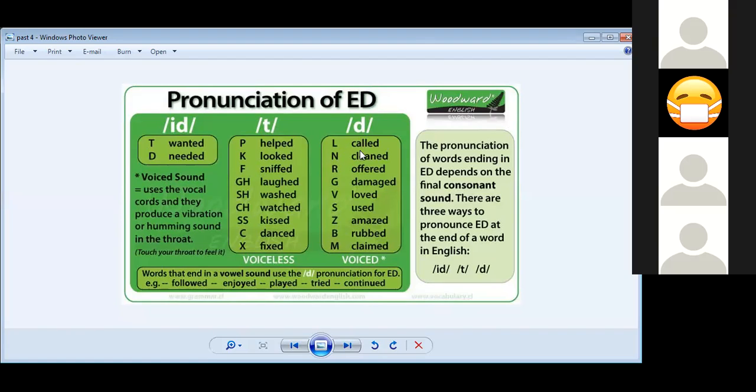Called, offered, cleaned, damaged, loved, used, amazed, rubbed, claimed. So I pronounce ED as "d", okay?